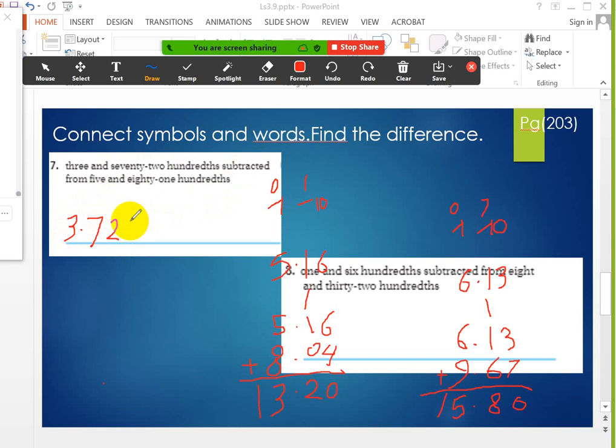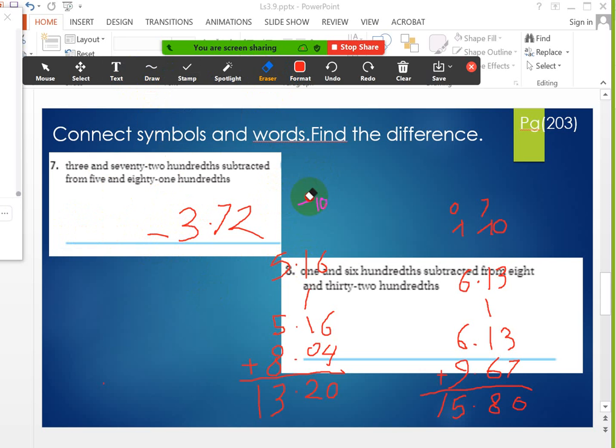Subtracted. Minus 5 and 81 hundredths. Subtracted means this is the smaller number. Okay, this is the smaller number. So I have to write first this number. I will write it here, 3.72, and the bigger number I will write it here. So this is the difference in subtraction, girls. I want you to focus on subtraction.